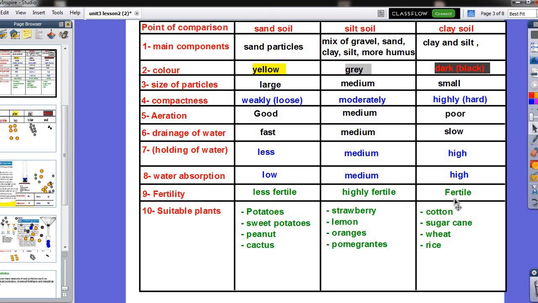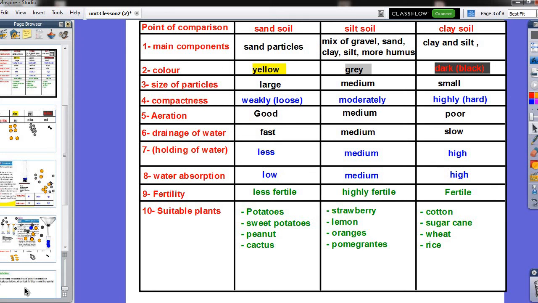Suitable plants which can grow in the sand soil, we have here some examples: potatoes, sweet potatoes, peanut, and so on. Silt soil, we have strawberry, lemon, orange. Clay soil, we have cotton, sugar cane, wheat and rice. So this is the end of how to differentiate between the sand, silt, and clay soil.